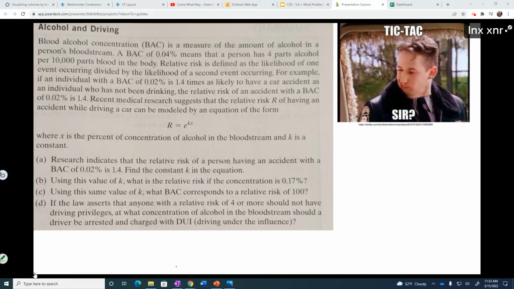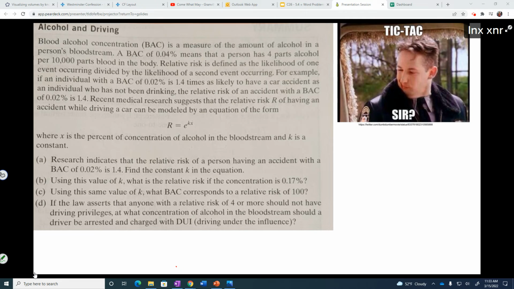So what this is saying is if you were to compare a person who hasn't had anything to drink versus a person with a blood alcohol concentration of 0.02, so it's relatively low, but this person with a 0.02 is 1.4 times as likely to have an accident. So that's their relative risk. So even just having a little bit of alcohol, maybe like you had a while ago, and then you're going to go driving, just a little bit is still going to increase the relative risk of having a car accident.